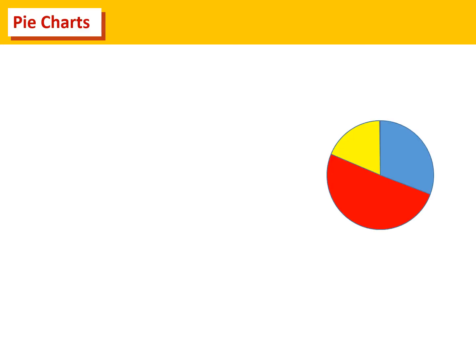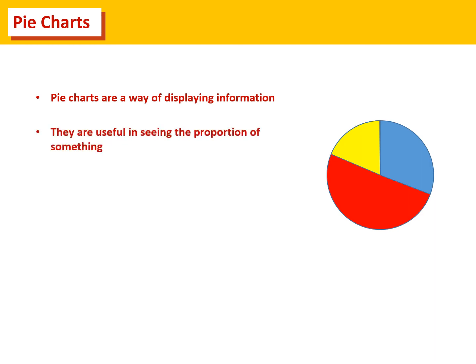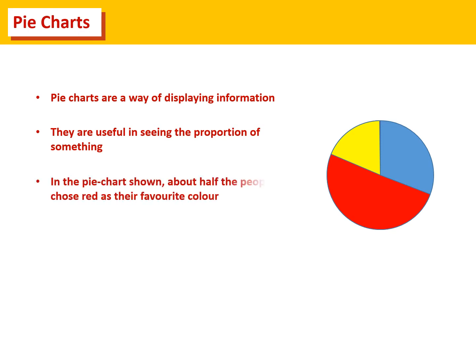So you may not be familiar with what a pie chart is. That's what it looks like typically. It's simply a way of displaying information. They are useful in seeing the proportion of something. So in this example, imagine people were choosing their favorite color. We could see that about half the people chose red as their favorite color, and blue was about twice as popular as yellow.